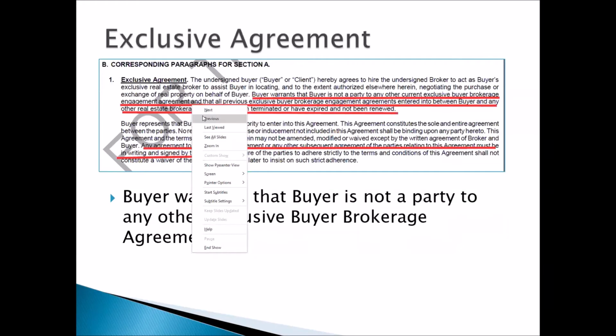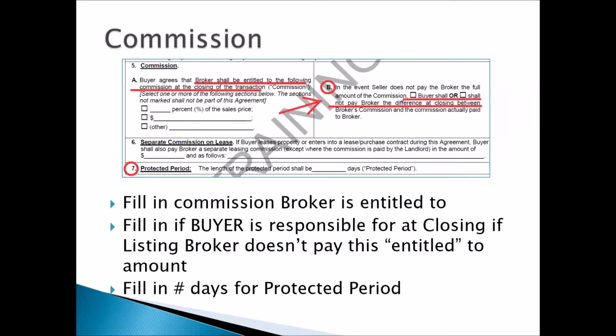Okay. I'm sorry, you guys, I'm confused. We're back on the exclusive listing agreement again. So I'm not sure why that slide was out of order. So I apologize for that. But anyway, we're back on the exclusive listing agreement again.